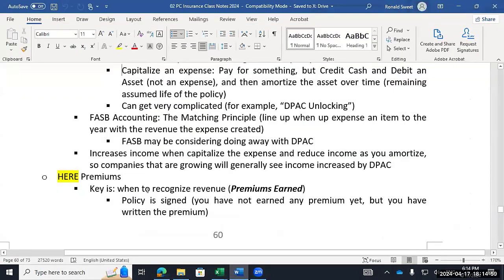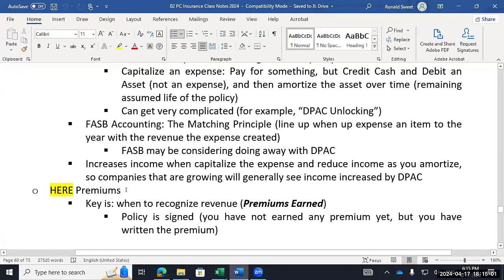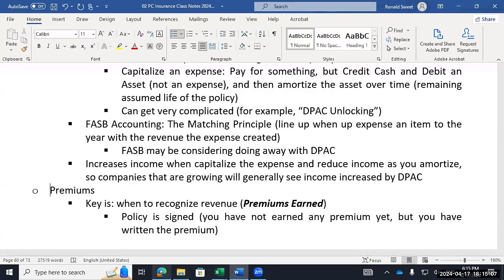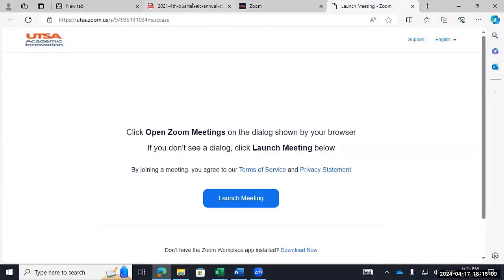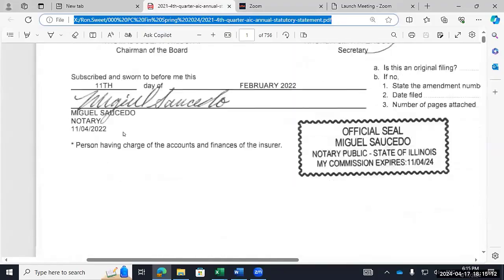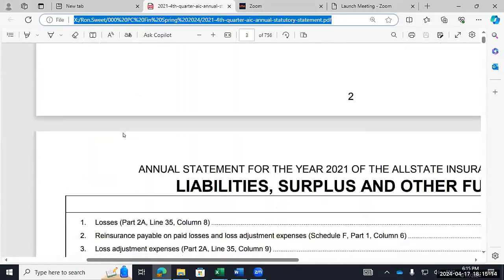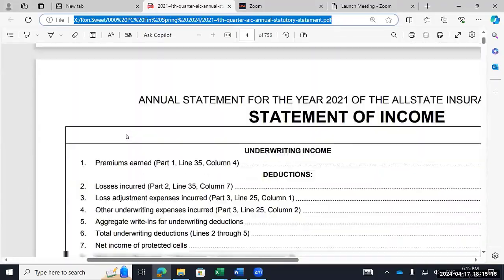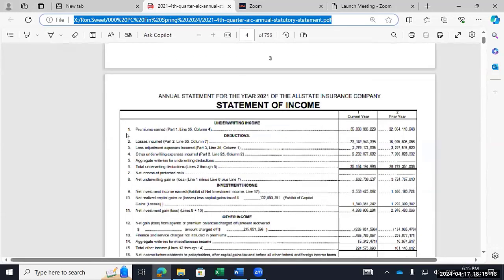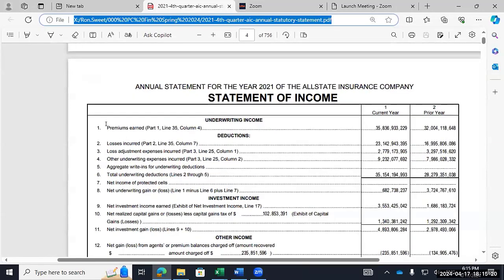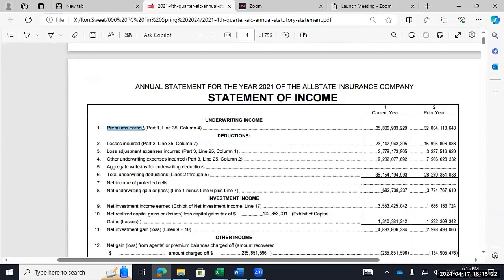All right. Let's walk through the premium side. So this is just definitional. On Allstate's financials, on the income statement, page 4, here's your income statement. This top line, see what it's titled? Premiums earned. So what is premiums earned? What does that number mean?